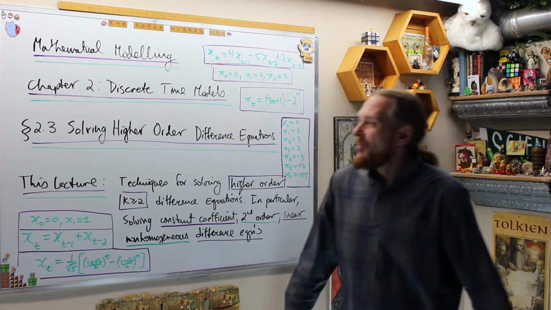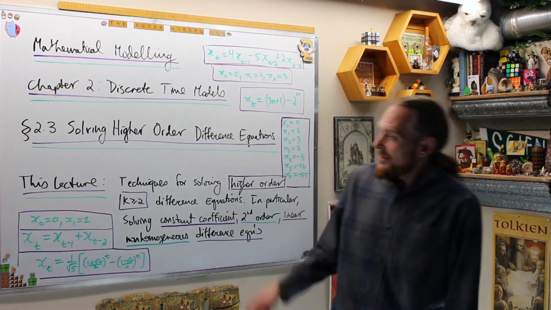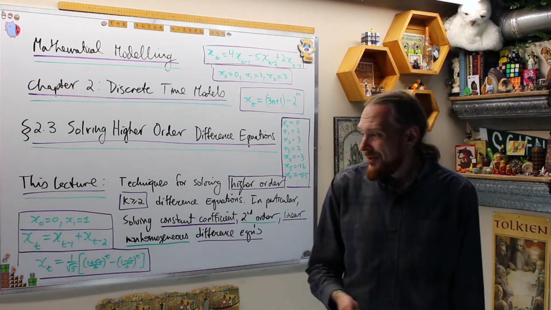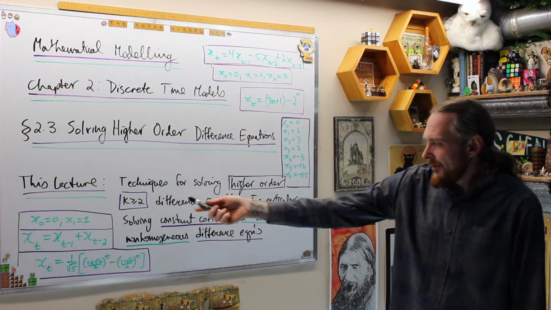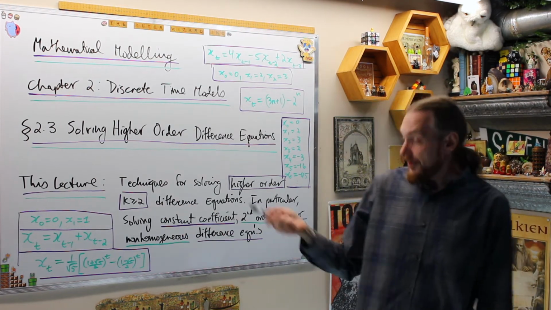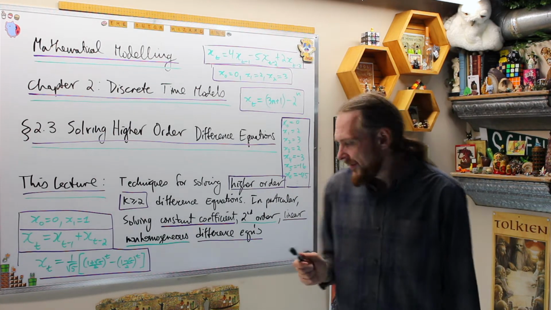We're doing mathematical modeling. This is Chapter 2, Discrete Time Models. Section 2.3 is going to be solving higher order difference equations. In this lecture, we're going to do an overview of higher order, k greater than or equal to 2, difference equations. If you want to remind yourself what the order is, watch the previous video.